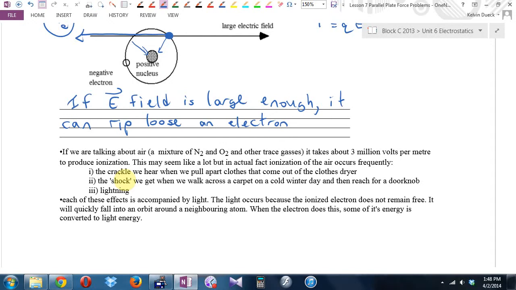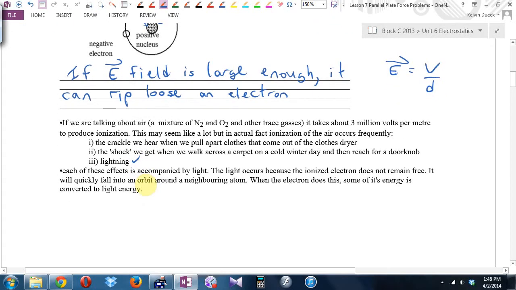The shock you get when you walk across the carpet on a cold day, as your finger approaches the metal doorknob, all of a sudden when you reduce the distance, because remember, one way of making the electric field bigger is to reduce the distance. All of a sudden you'll have enough for the electrons to jump to the door, to spark. What they're doing is ionizing the air between the door and your finger. You get a shock. And lightning.